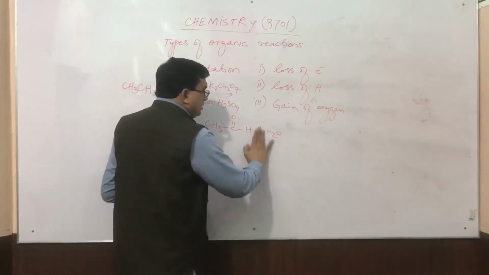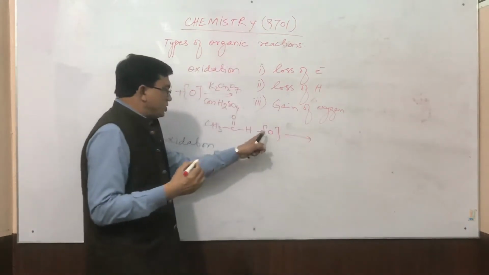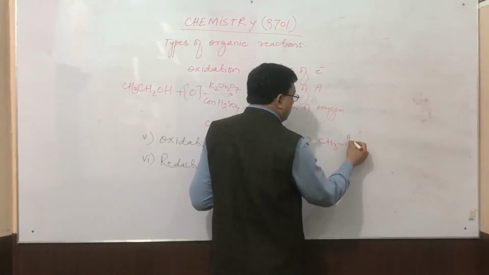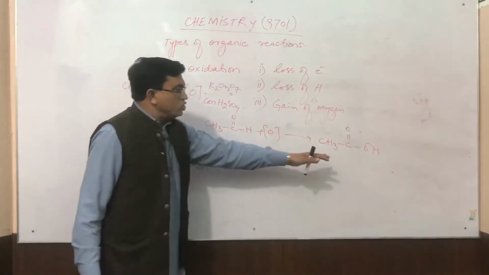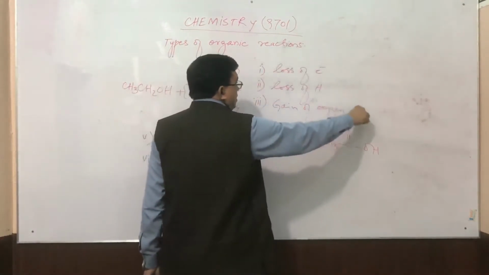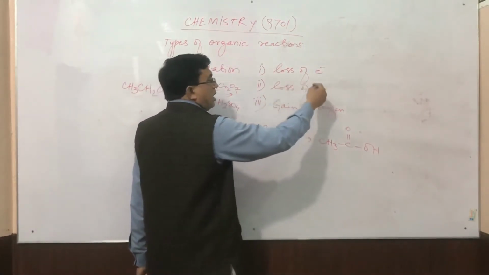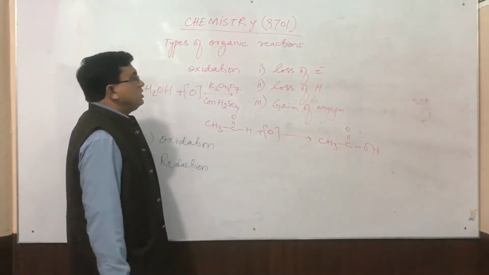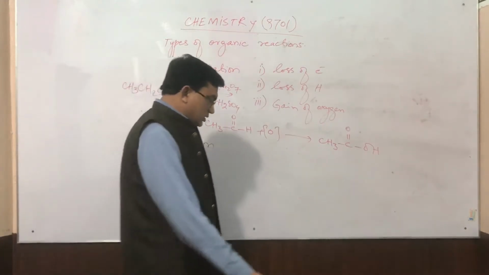Further, if these aldehydes are treated with atomic oxygen, then addition of oxygen takes place and these aldehydes are converted into the respective carboxylic acid. This is also called oxidation. So many different types of chemical reactions take place and all these definitions remain applicable. Sometimes electrons are lost, sometimes hydrogen is lost and sometimes oxygen is added. All these processes are called oxidation. These are the oxidation reactions.